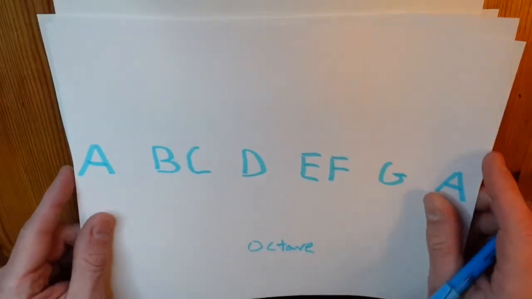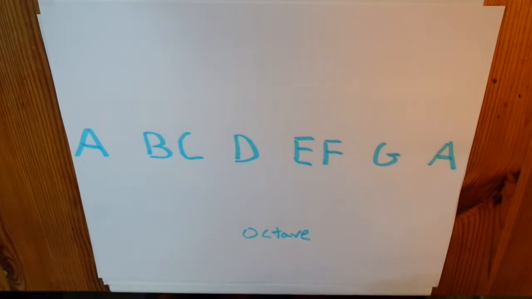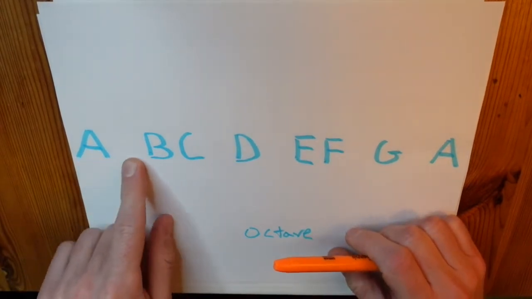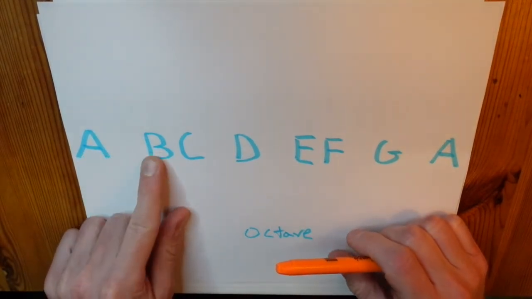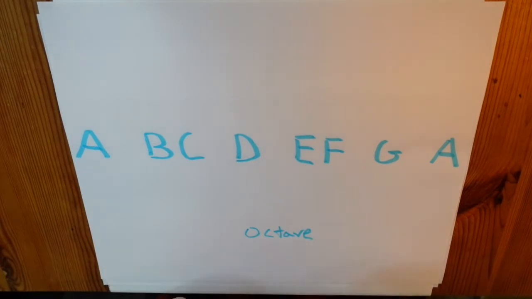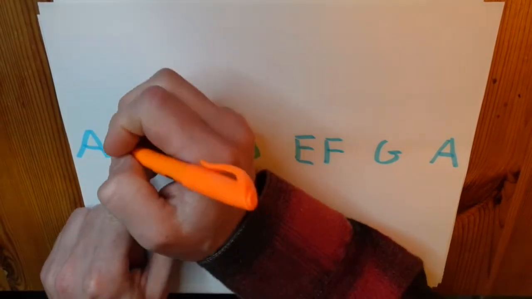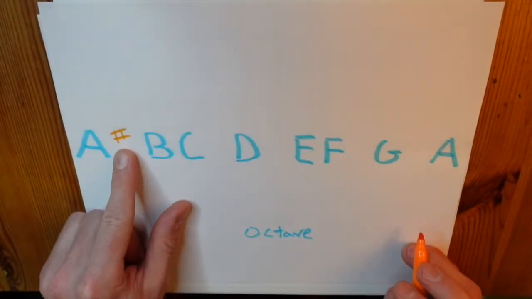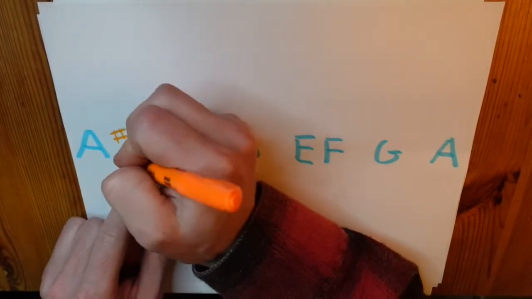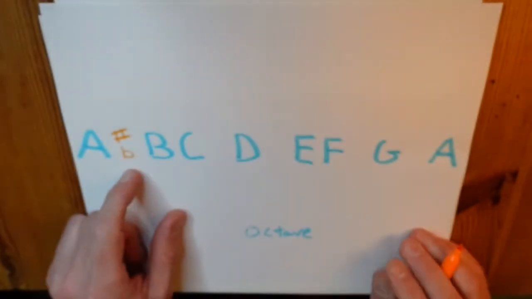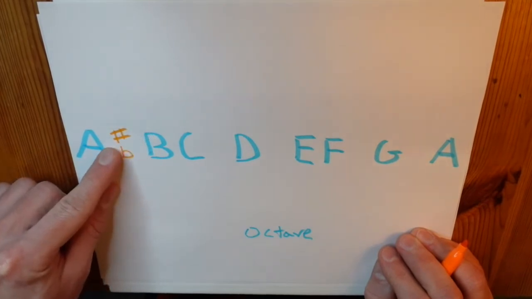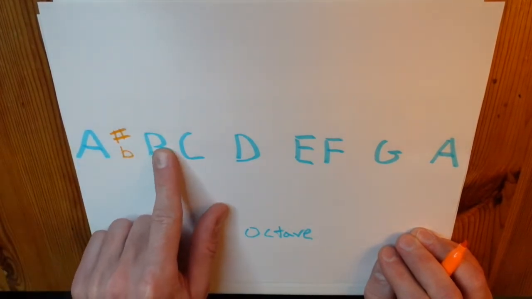So what about these gaps in between? Those get some different names. This note all by itself gets one name, A, but the one in between A and B gets two names because it just can't be easy, right? This note can be called A sharp. That's the symbol for sharp. Or it'll be called B flat. What sharping a note does is it makes it higher, and what flatting a note does is it makes it lower.